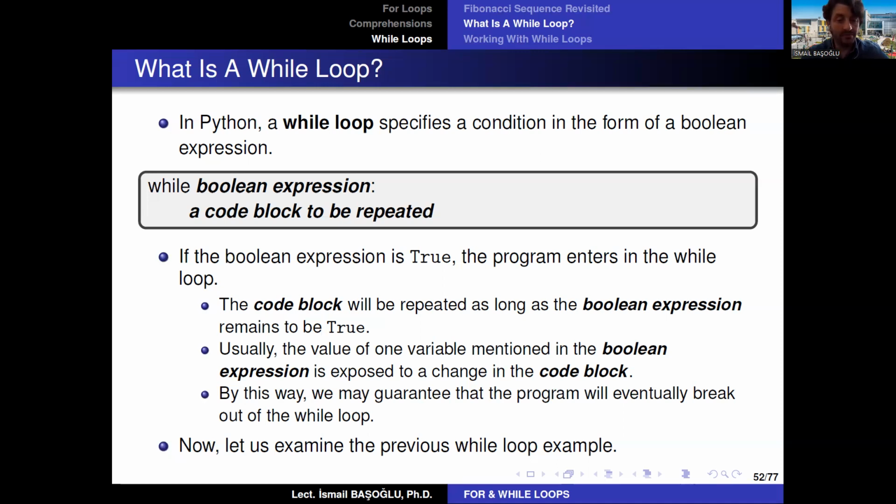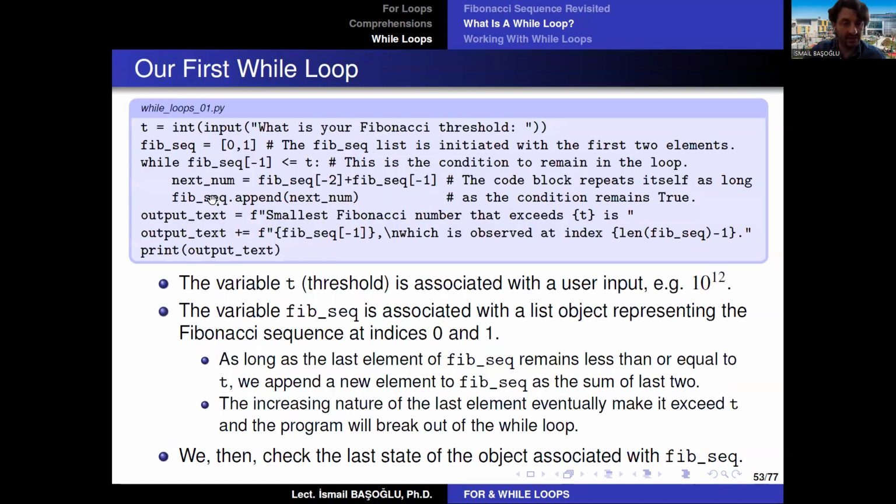So the Boolean expression must be exposed to a change in the code block. The value of at least one variable in the Boolean expression, not necessarily one, but at least one, must be exposed to a change in the code block so that at some point the Boolean expression is guaranteed to return a false result, and the while loop can terminate.